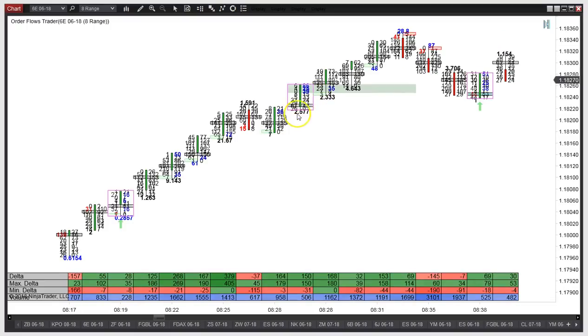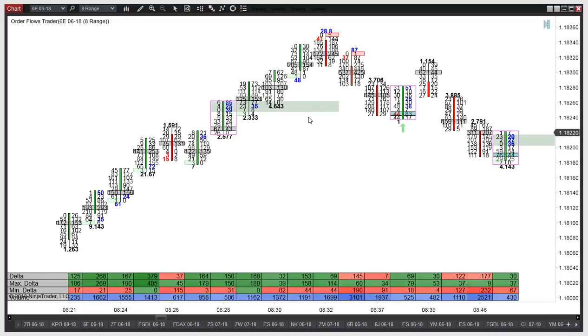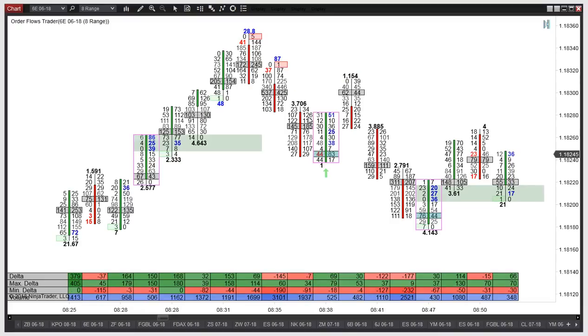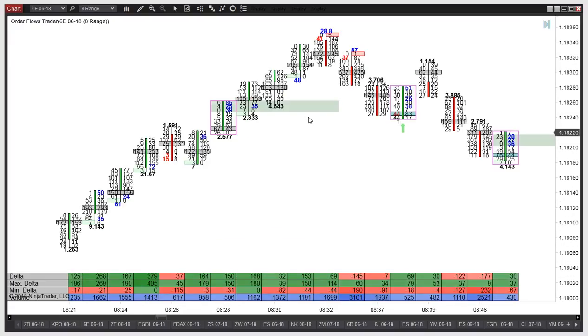You rally all the way up in here. You got confirming multiple imbalances. You get up here. You've got your first bearish ratio. So you got your potentially first sign for getting out of the position.